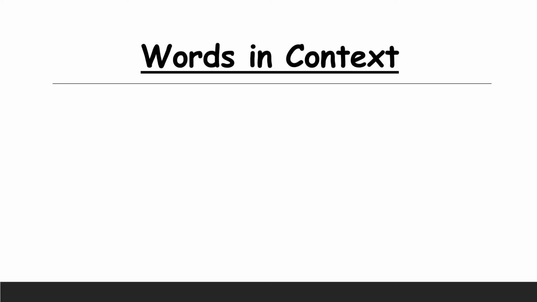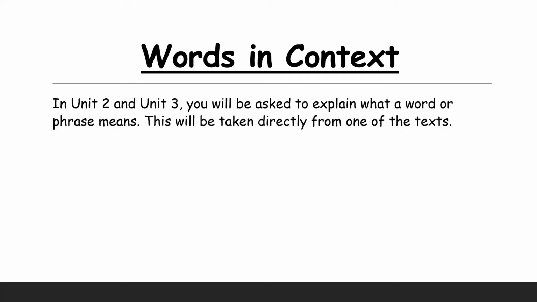When it comes to answering words in context questions, there are a few things that you must remember. Firstly, in Unit 2 and Unit 3, you could be asked one of these questions. You could be asked to explain what a word or a phrase means. Now, it's always taken from one of the texts that they give you, one of those 5 texts at the start of the exam paper. Please don't think that they're going to test you randomly for your ability to define a word.